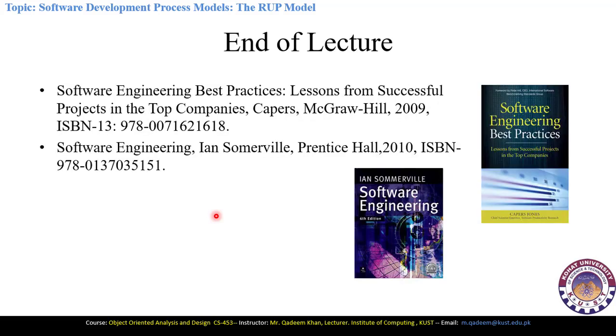Now, dear students, this is the end of this lecture. Here are two references of software engineering books where you can study these process models. The first book is Software Engineering Best Practices: Lessons from Successful Projects in the Top Companies, by Capers Jones, McGraw-Hill, 2009. And the second one is Software Engineering: Best Practices, Prentice Hall, 2010. So you can study these two books for more detail here.